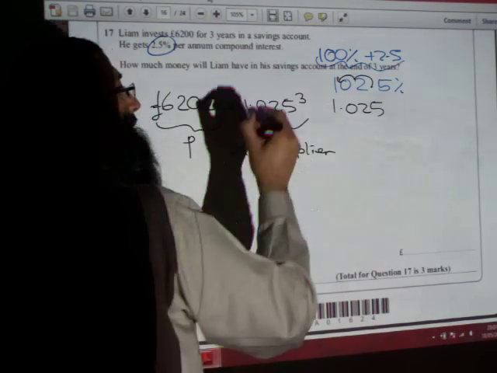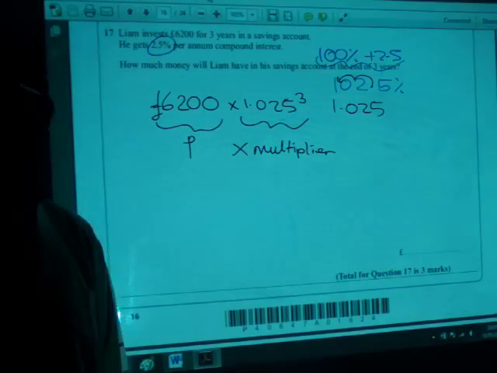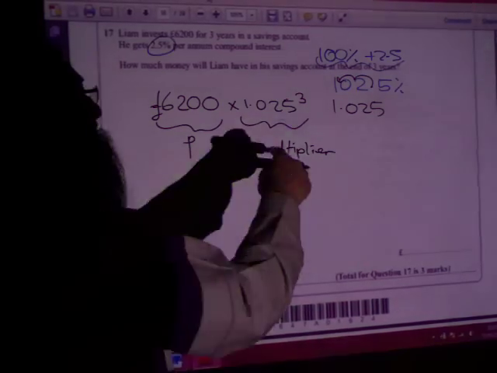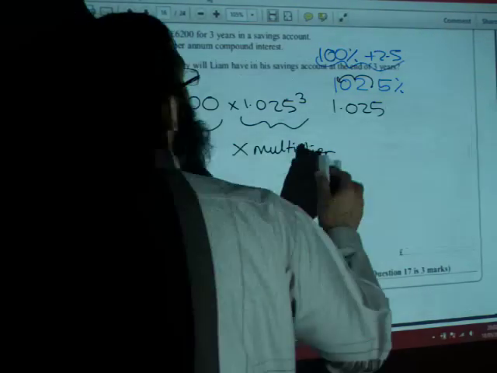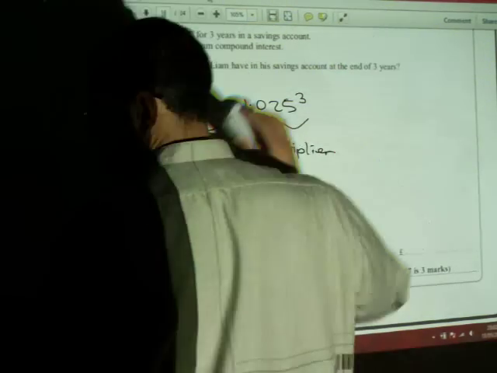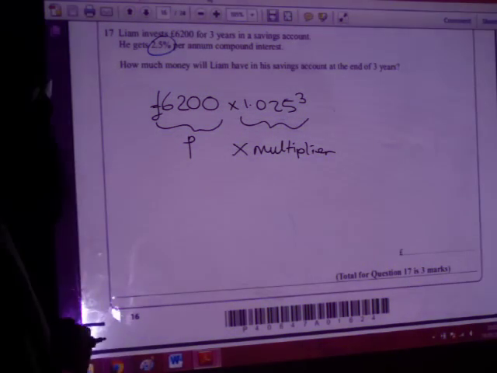And the easy way of doing that is to cube it. We're not multiplying it by 3, we're cubing because we're multiplying it by the same number again and again and again. So this will be your answer for this. Can you give me an answer, please, Mia?